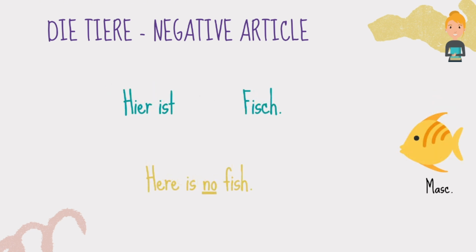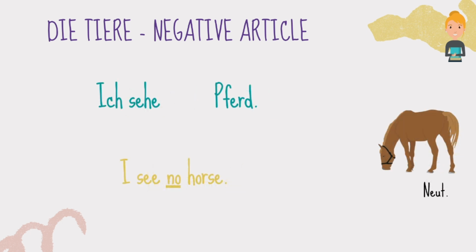We have the noun fish, a masculine noun. What negative indefinite article do we use here? Pause the lesson to take a moment to consider. Because fish is masculine, we would use the negative indefinite article kein. Next we have the noun Pferd, a neuter noun.